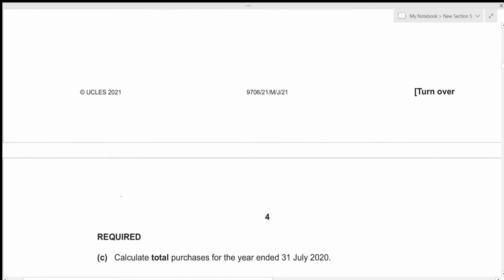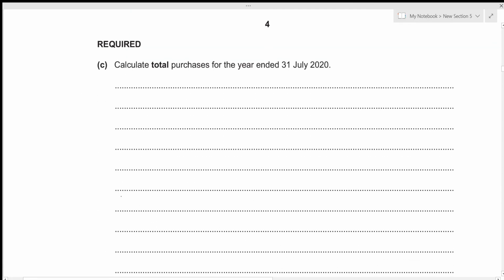So let's make a statement first, right? In order to calculate the total purchases, we will be starting from the closing trade payables. And we can see that there is no sign, which means that we will be adding this amount.